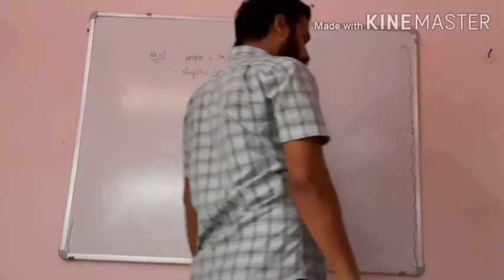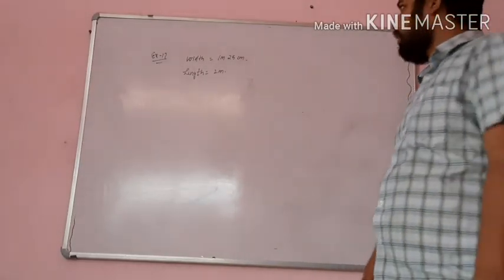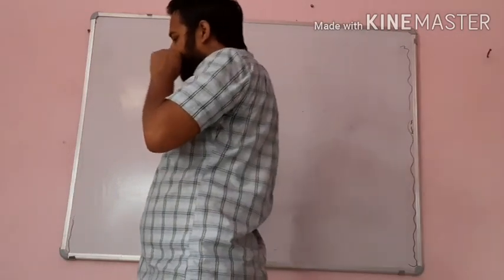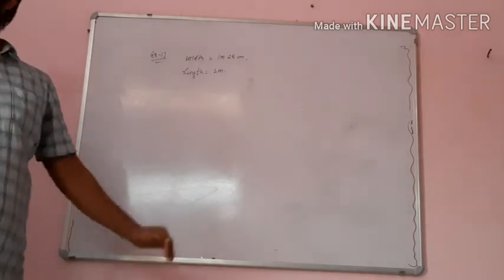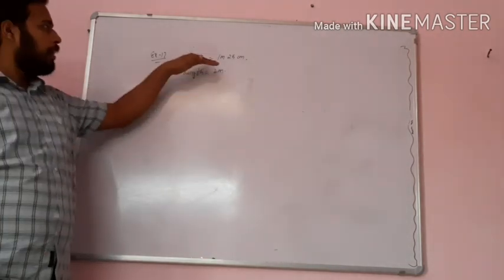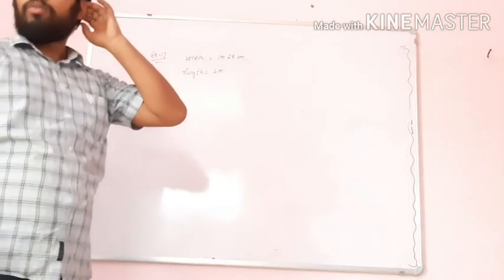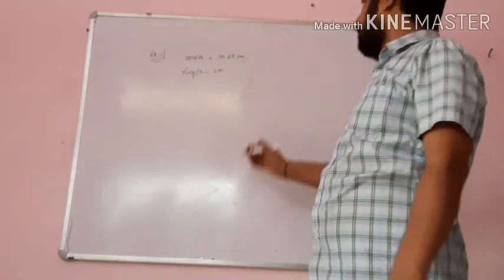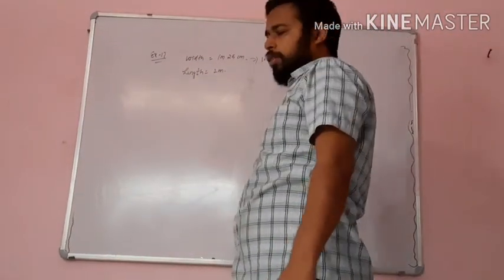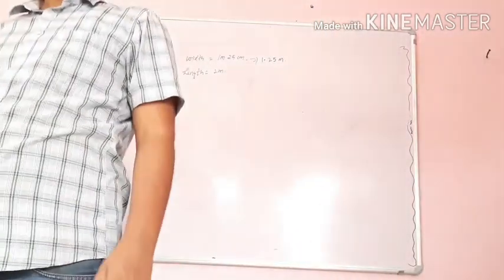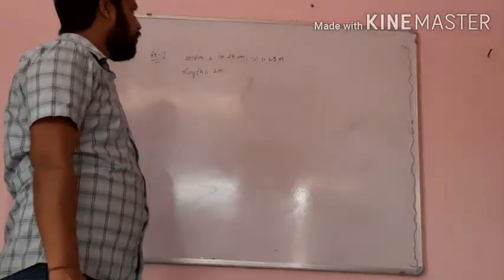So, for finding the area in meter square, the units of length and breadth should be in meter. Here the length is 2 meter, in meter, but the width is 1 meter 25 centimeter. So we will change it into meter. When we change 1 meter 25 centimeter into meter, it will be 1.25 meter.